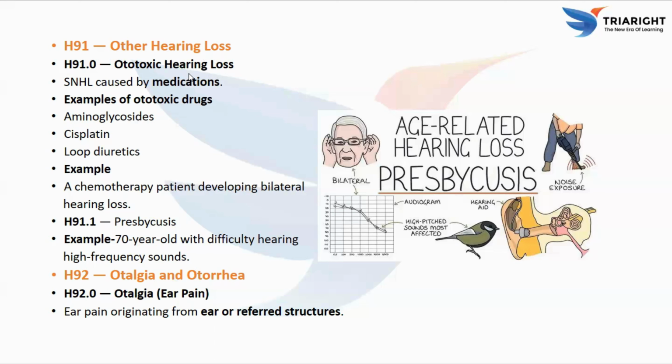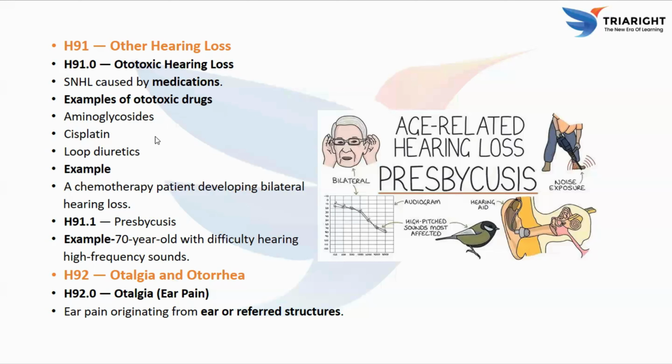Ototoxic drugs damage the outer hair cells first, so there is high frequency hearing loss first. With continued exposure, the inner hair cells and the vestibular hair cells may be affected. So the damage may be permanent because the hair cells do not regenerate. So what are the examples of ototoxic drugs?